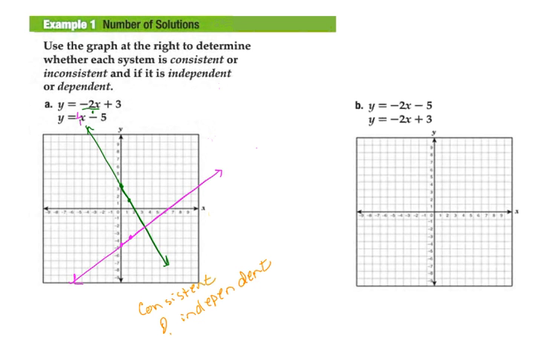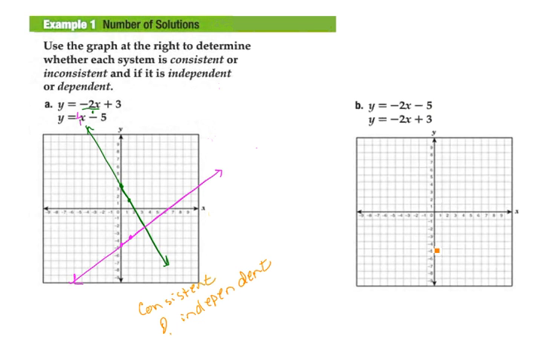We could have actually just looked at those graphs and looked straight at that slope, because if they have two different slopes and they're both written in slope-intercept form, we know it's going to be consistent and independent, because we know that they're only going to have that one value together. So looking at B, I'm going to kind of predict the future here and say, whoa, we have two of the same slope. I know that that means these two are going to be parallel. So I'm guessing we're going to have no solution. So let's go ahead and try it out.